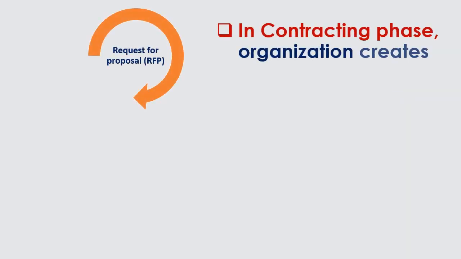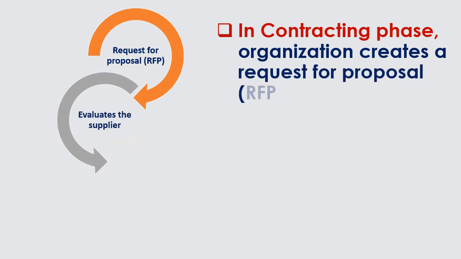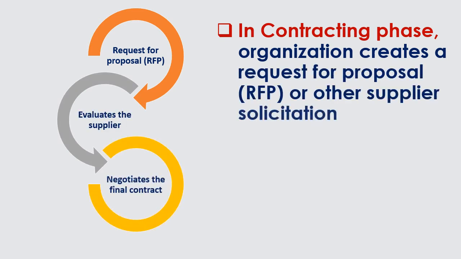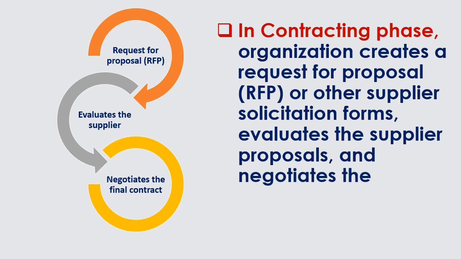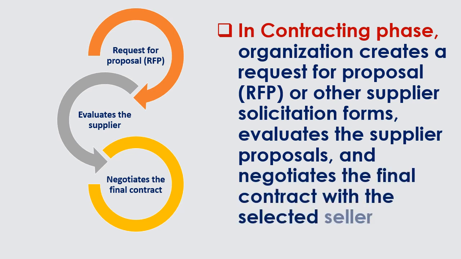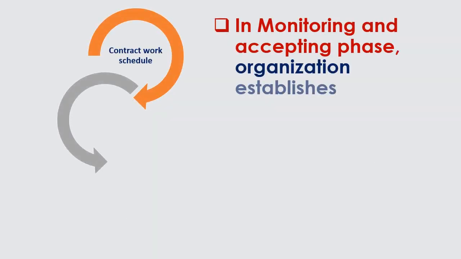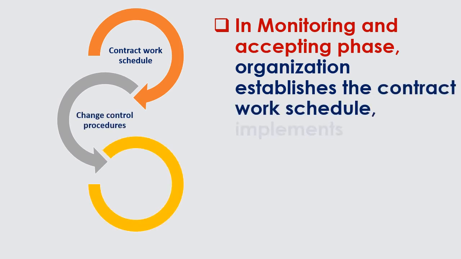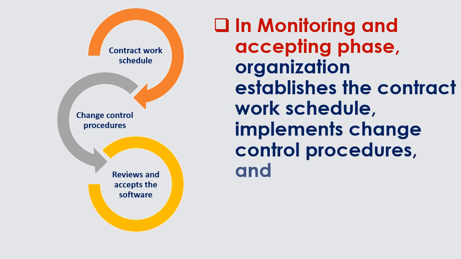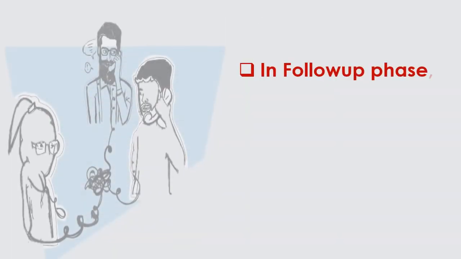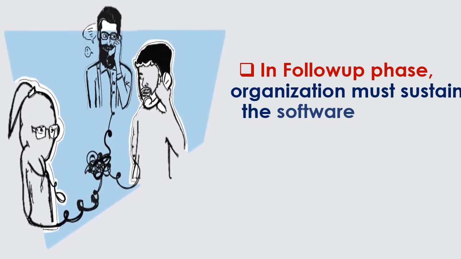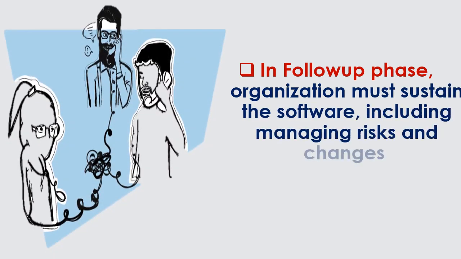In contracting phase, organization creates a request for proposal or other supplier solicitation forms, evaluates the supplier proposals, and negotiates the final contract with the selected seller. In monitoring and accepting phase, organization establishes the contract work schedule, implements change control procedures, and reviews and accepts the software deliverables. In follow-up phase, organization must sustain the software, including managing risks and changes.